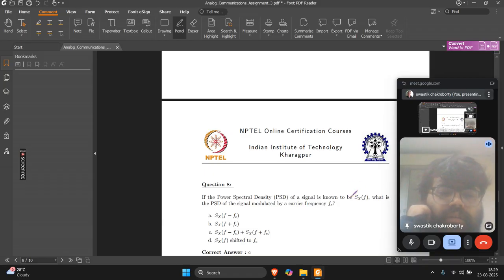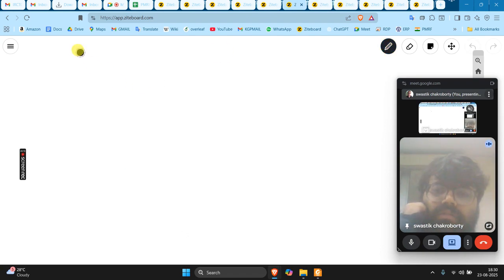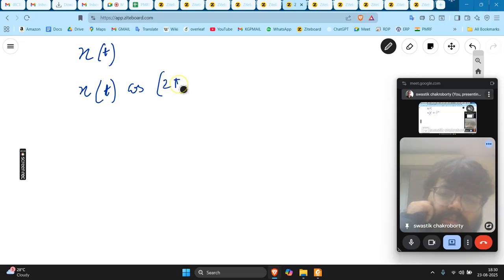Next, the PSD of a signal is known to be Sx(f). What is the PSD of the signal modulated by a carrier frequency, fc? Now this is an interesting problem. So you have x(t). What is the signal that is modulated by a carrier frequency fc? It means it is multiplied by cos 2 pi fc t. As simple as that.